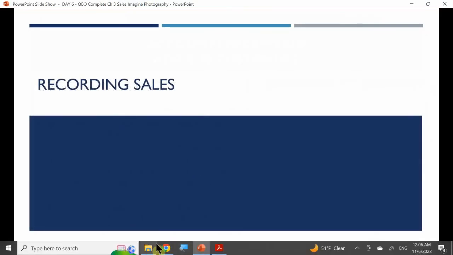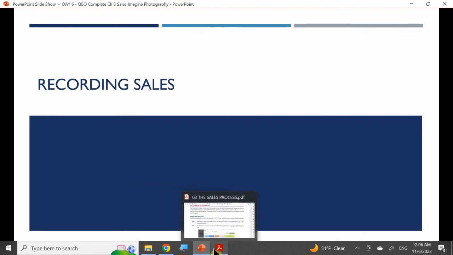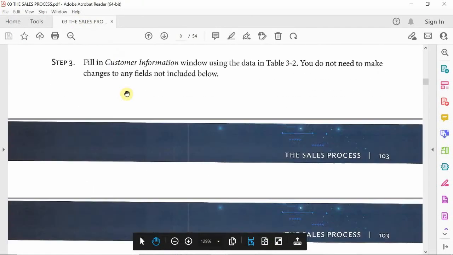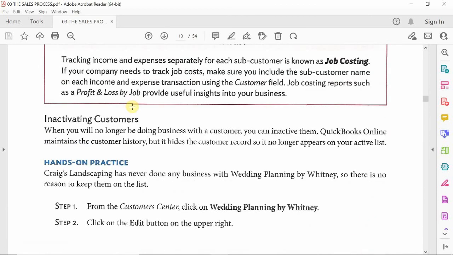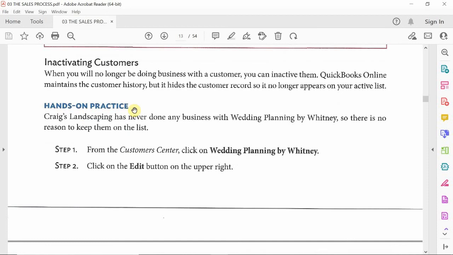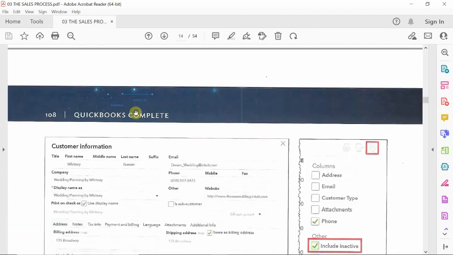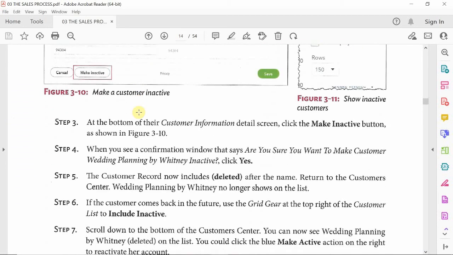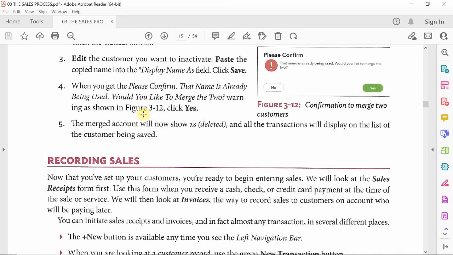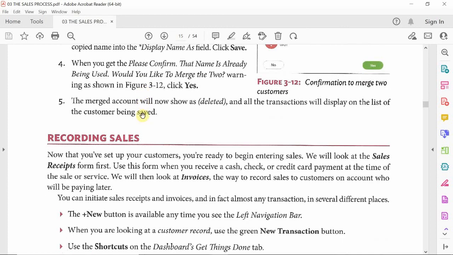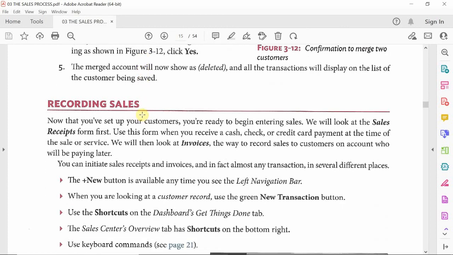So now that I added my sub customers, let's see what the next section is, which is actually recording your sales. That means knowing the difference between your sales receipt versus your invoice. Again, inactivating your customers is the exact same way as you would inactivate an account. Merging your customers, again, if you have two customers with the same exact name, you would follow the same process there. So let's go ahead and talk about recording our sales and how to use our sales.